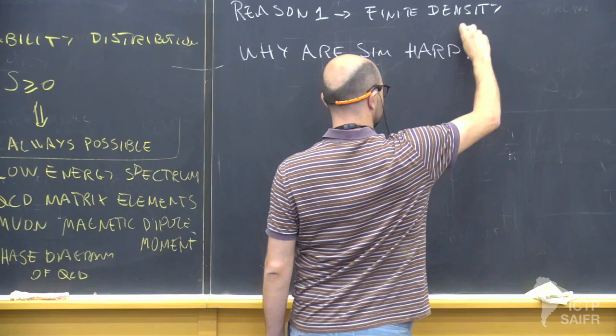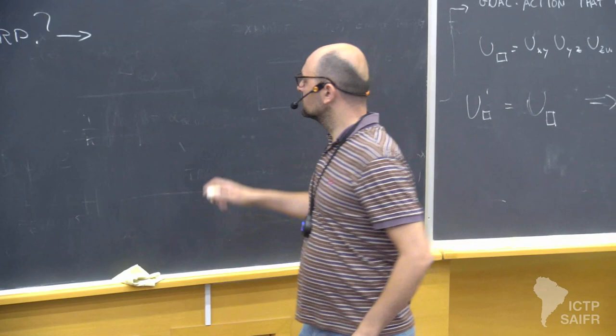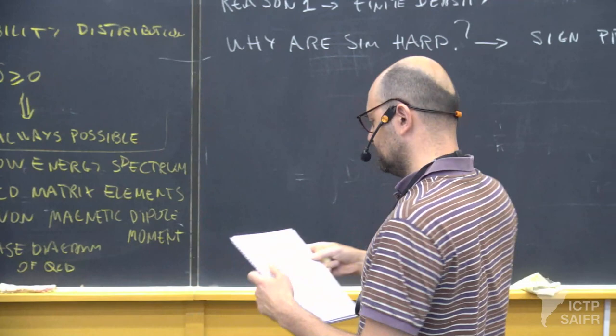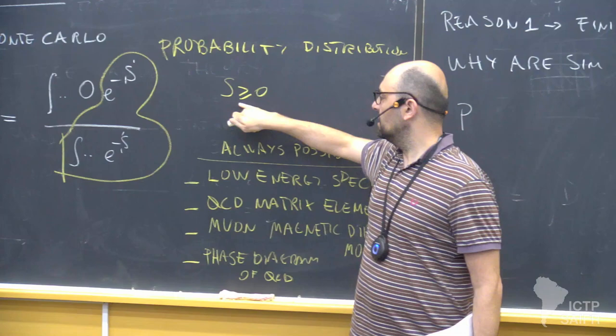How many of you have heard about the sign problem? Good, a few. So now I tell you what it is. The idea is the following: as we have seen before, we need to have a probability distribution, which is fine, and we can always do it if this is positive, if the action is positive definite.